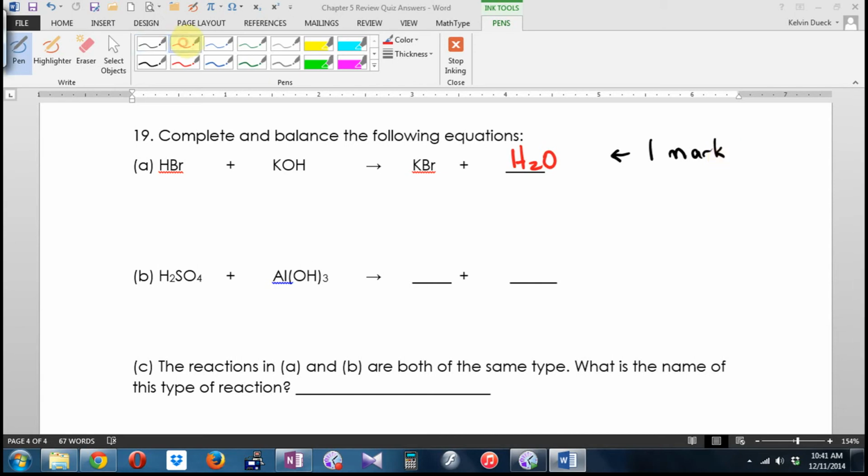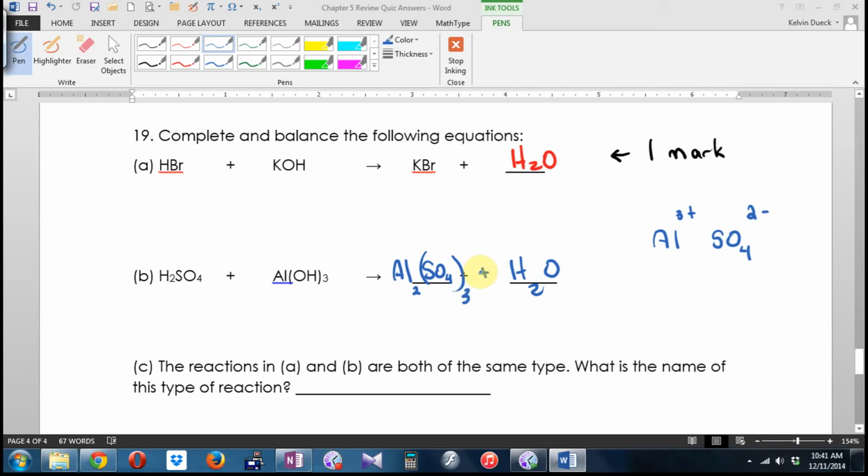Now, B. First of all, let's get the products. Acid, base, OH starts with an H. So one of the products is going to be H2O. That gets you a half mark. The other product is going to be aluminum combining with SO4. Aluminum is 3 plus, SO4, I got to look that one up, is 2 minus. So it's going to be Al2 SO4 in brackets 3. I covered up the plus sign here. I'll put it right there.